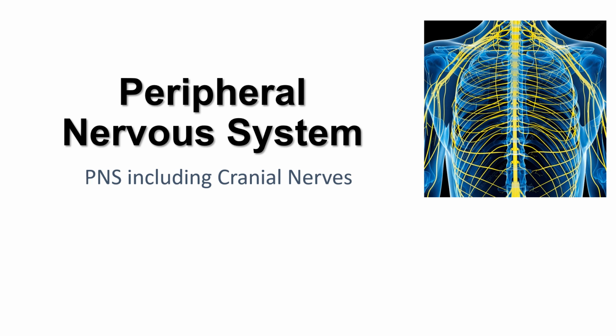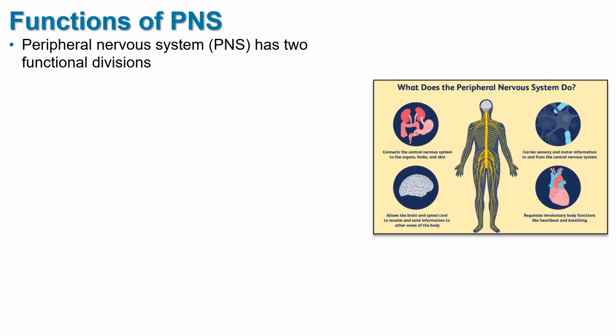Hello again, everyone. Welcome to Chapter 13 lecture on the peripheral nervous system, which includes the cranial nerves, in addition to things like the spinal nerves and nerve tissue outside of the central nervous system. Some basic functions of the peripheral nervous system is that we are connecting the central nervous system to tissues and glands. We have to bring information in, and we also have to send information and commands out.